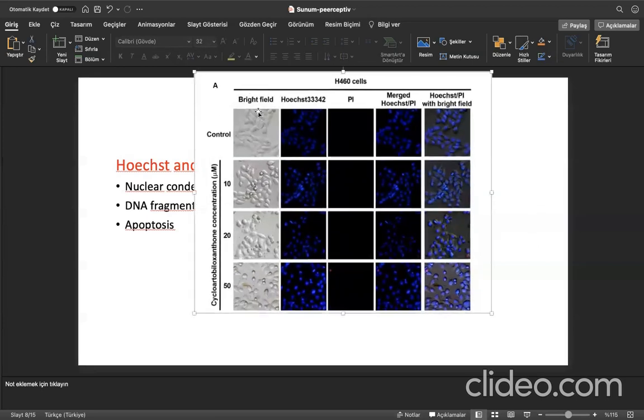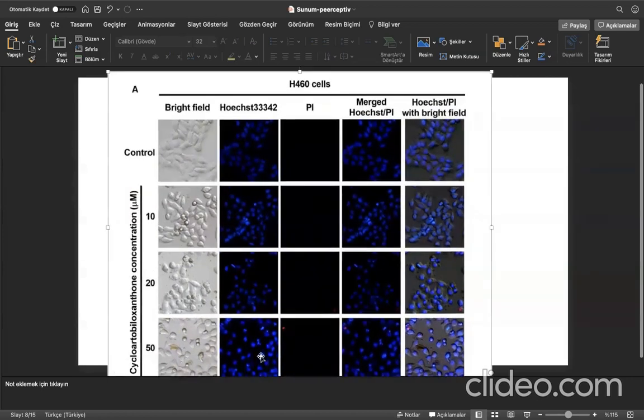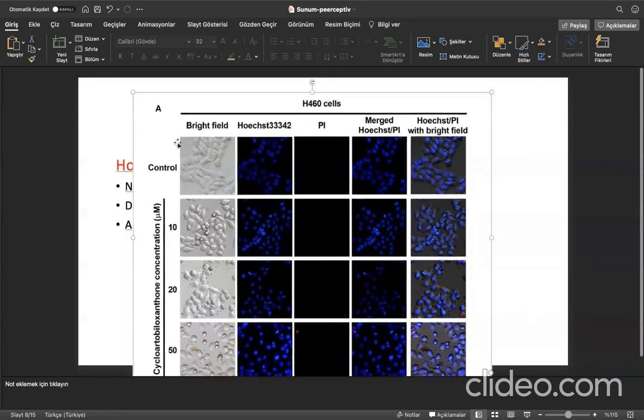So as you can see, as the concentration of the cycloartobiloxanthone increased, the nuclear condensation rate increased. You can see from here, and also here compared to normal groups or lower concentration groups. As you can see, there are no nuclear condensation. And also I want to mention that these red dots stand for necrotic cells, and you can see the different combinations of the dyes.